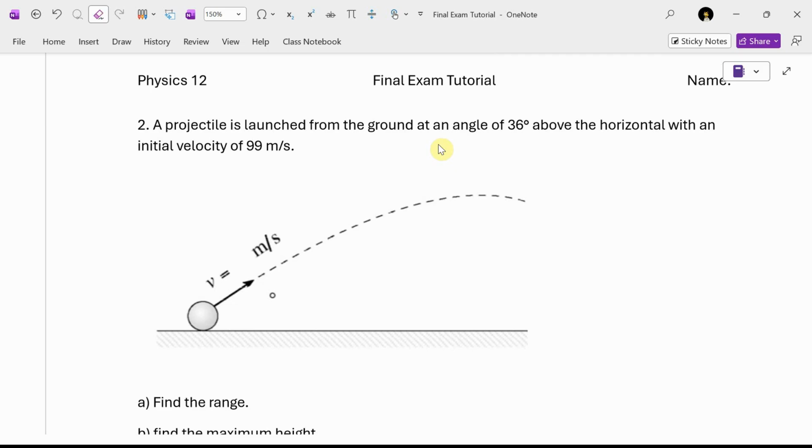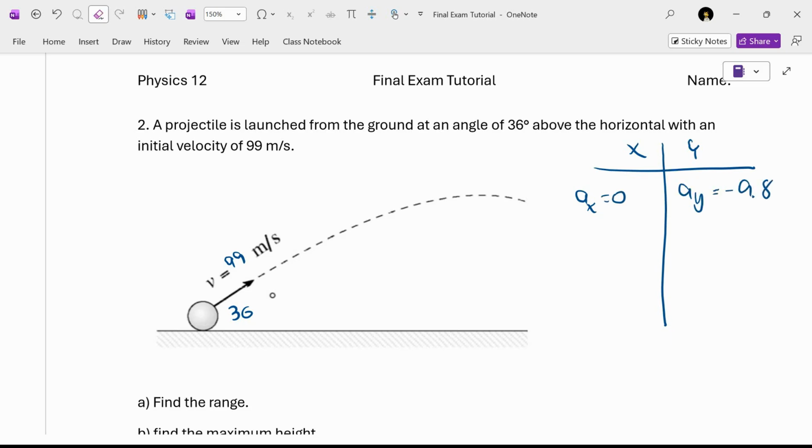It says a projectile is launched from the ground at an angle of 36 degrees with an initial velocity of 99 meters per second. Okay. Nicole, what does A want me to find? Before I do anything, is this a projectile? Yes, I'm going to do a t-table. I can say AX equals 0, AY equals negative 9.8. Am I going to use that 99? Never. Why? It's at an angle.